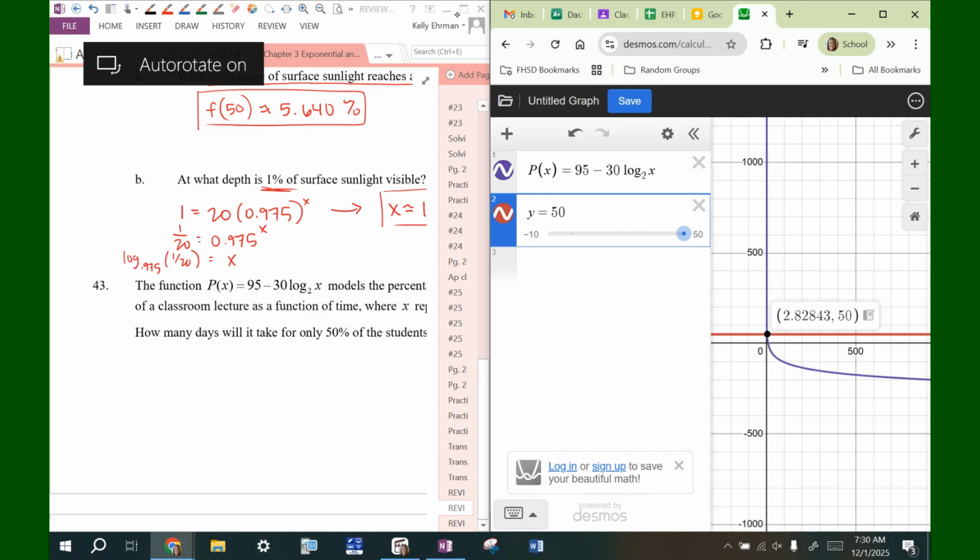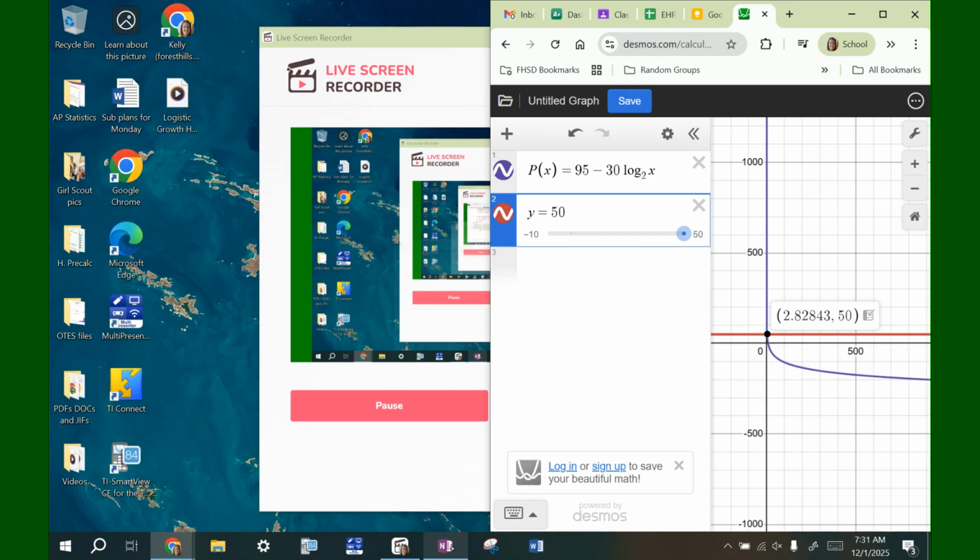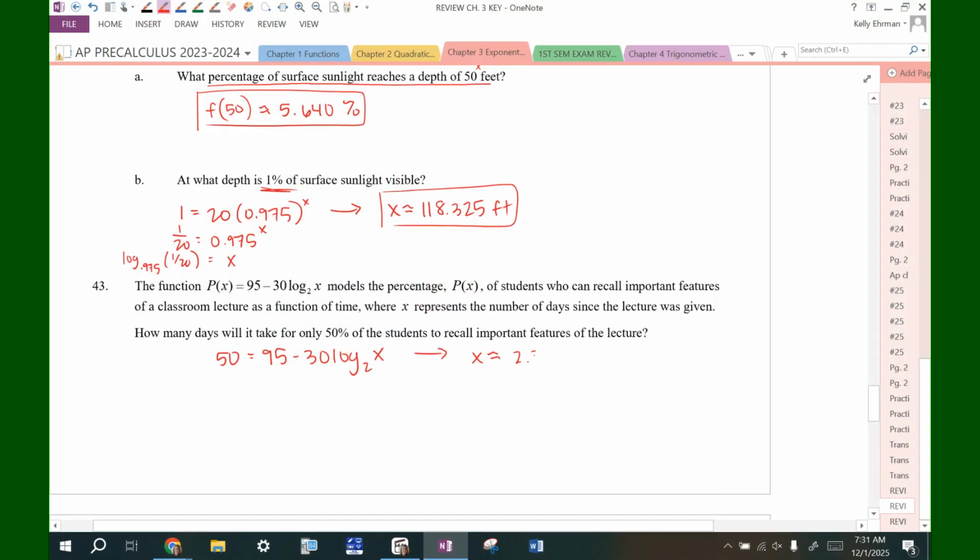So I need to write something down here. So I need to show 50 equals 95 minus 30 log base 2 of x. And again, if I just solve by graphing, what did I get? I got 2.828. And this is days.